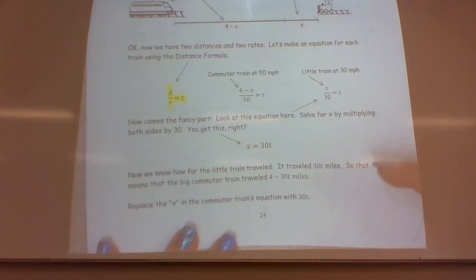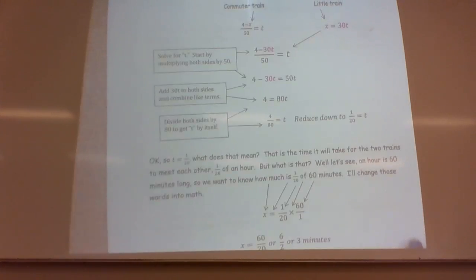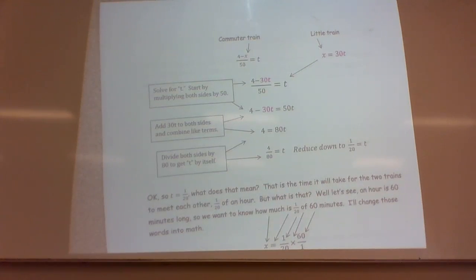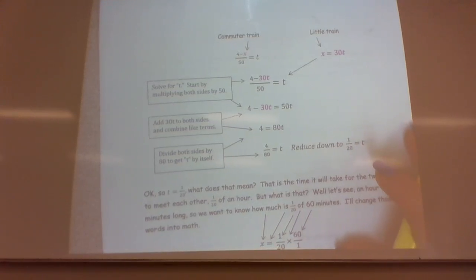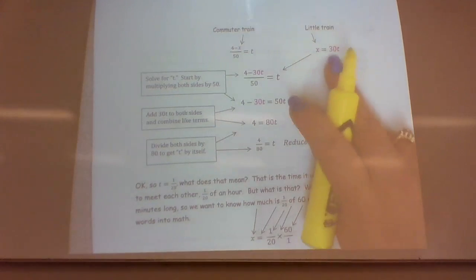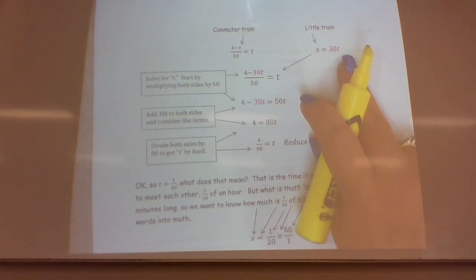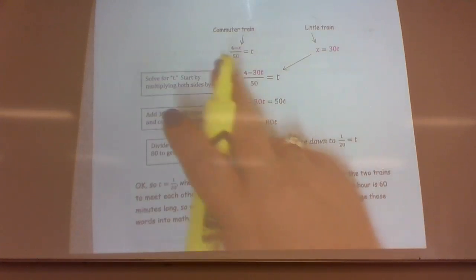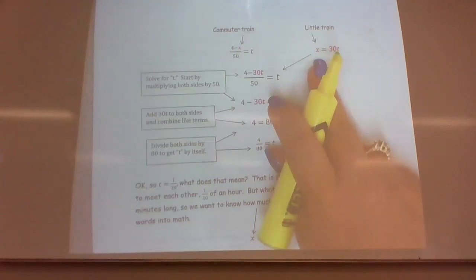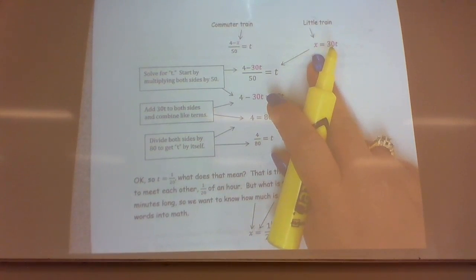And I'm going to go to page 25 at the top. So now we have an equation. So we know that x equals 30t, right? So now we have to combine these two equations so that we can try and solve it.